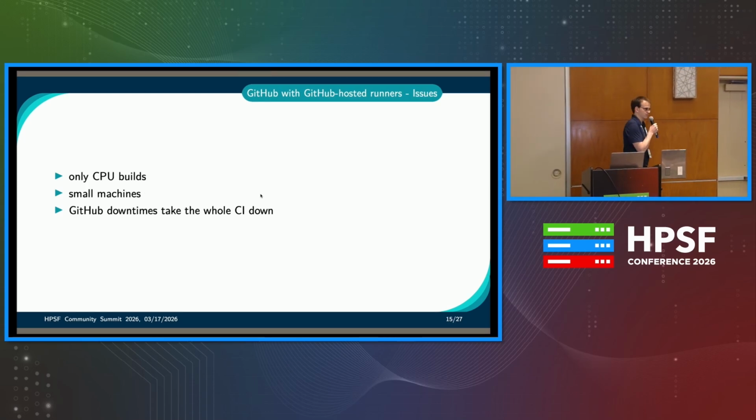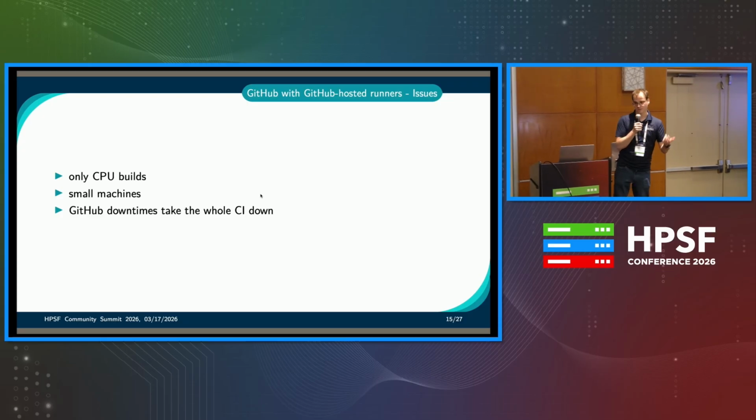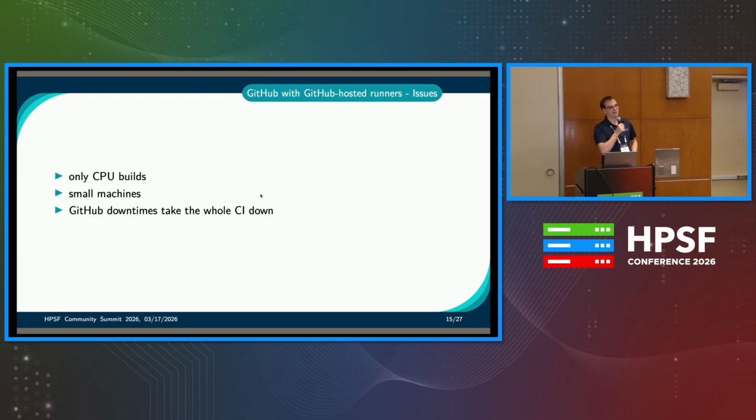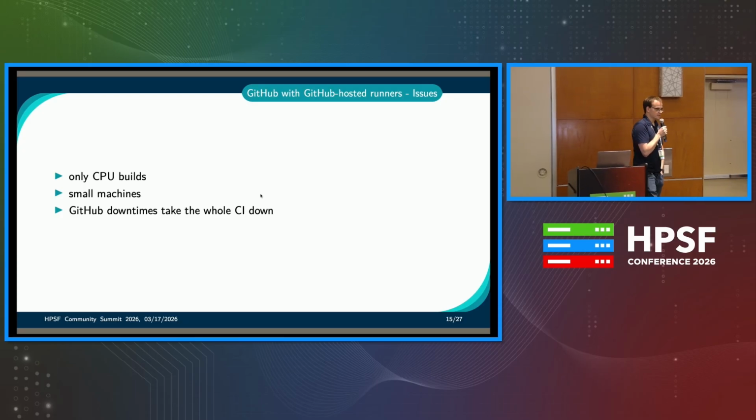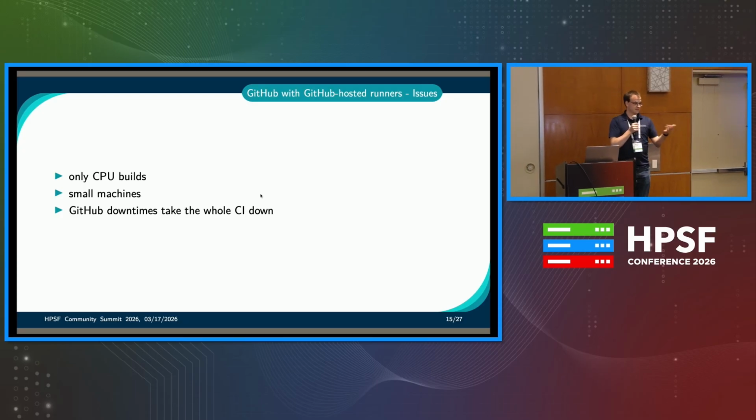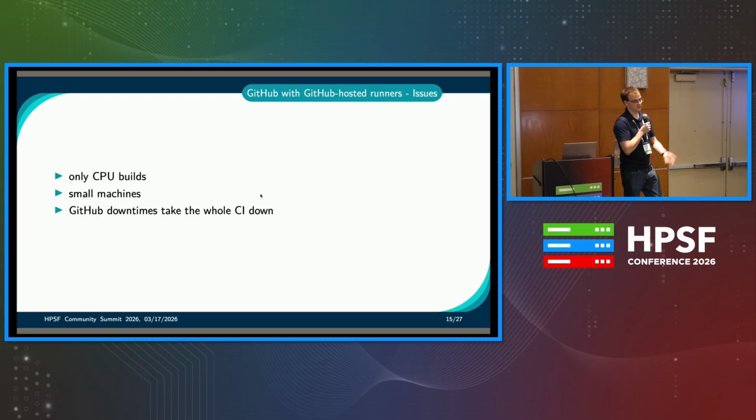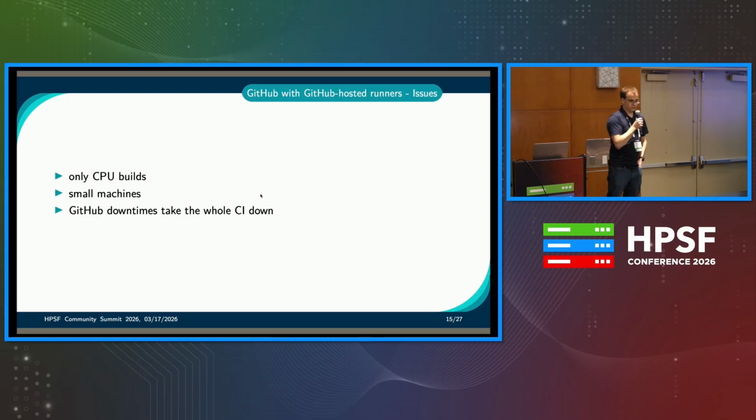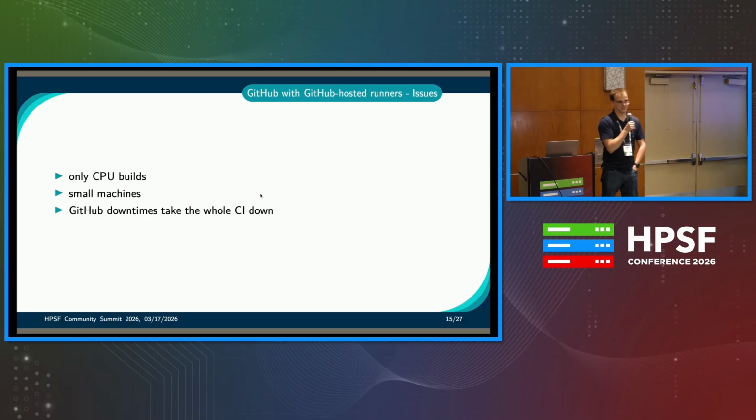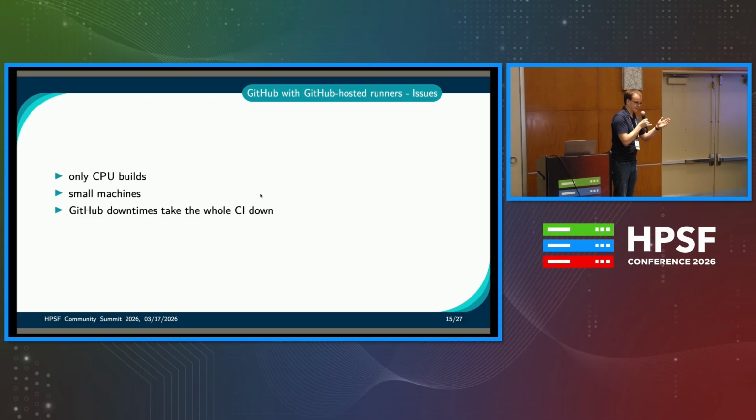Issues here is, of course, again, we have small machines. It's only CPU builds, but that's kind of offset by all the other builds that we can use. And of course, everything is ultimately tied to GitHub. All the pull request reporting, even from the other CI providers, show up in GitHub. So if that has issues, we don't see anything, basically.